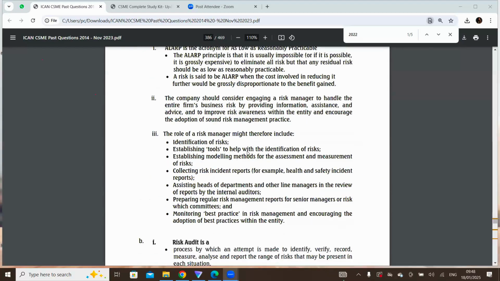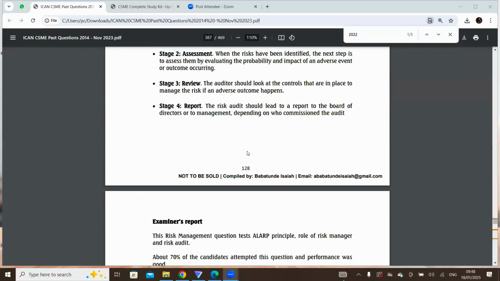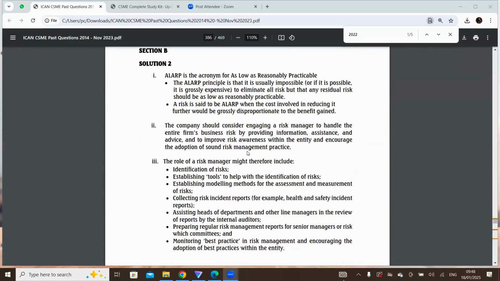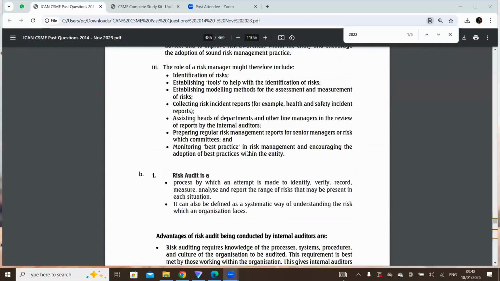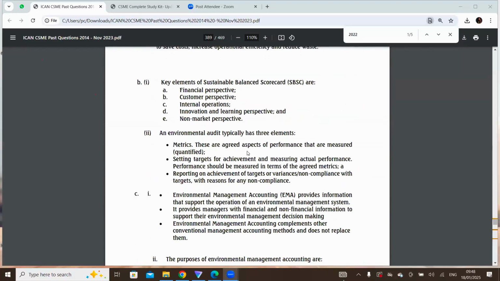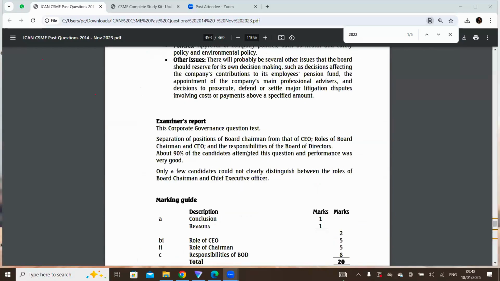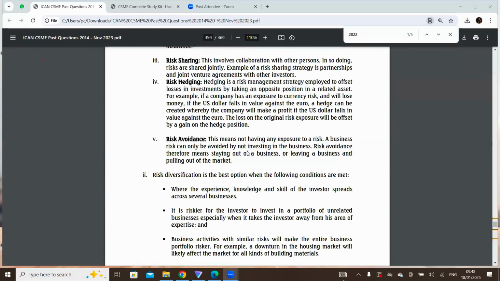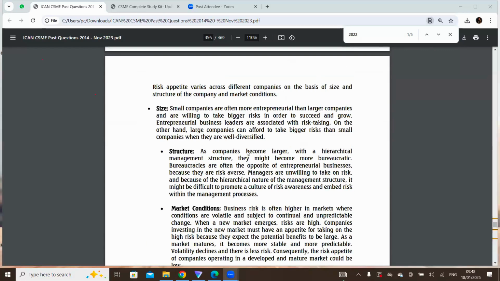I think profitability. Okay. If they have high appetite for it, they may want to take more risk. I don't know if that is the answer to it. Okay. Because you know that it was not directly in the material, so let's look at it. Okay, they said size, structure, and market condition.